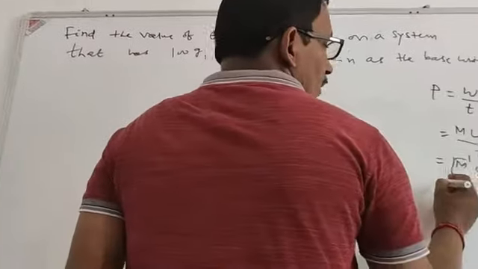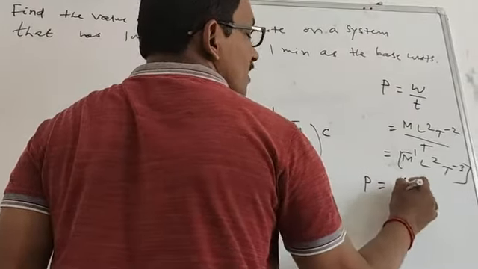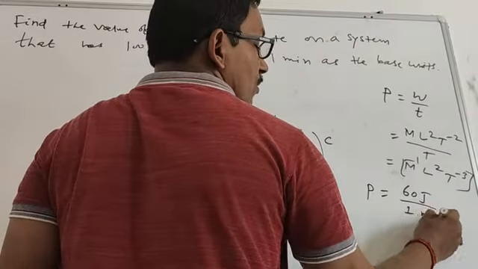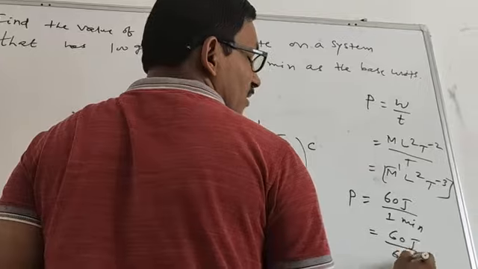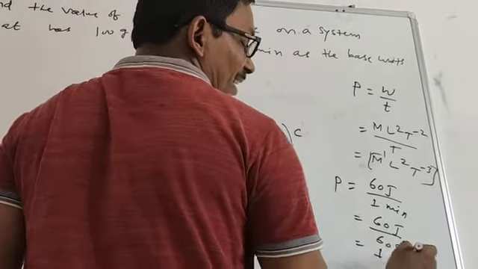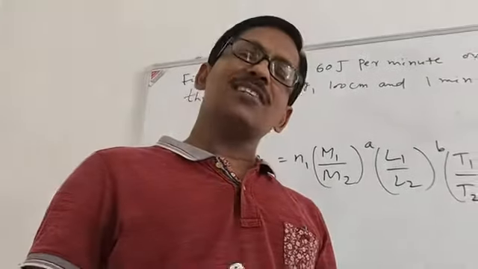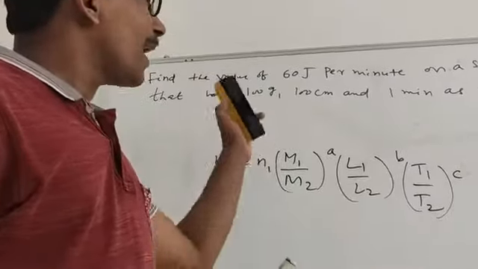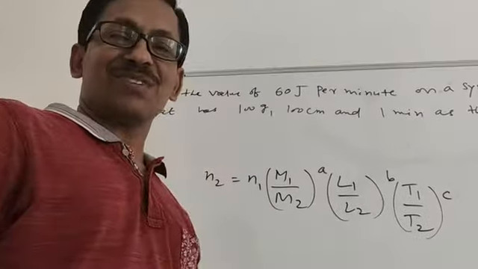So that is equal to the power given, 60 joule per minute. So 60 joule divided by 1 minute, which is 60 seconds. So that will be 60 by 60, 1 joule per second, that is watt. The SI unit of power is watt. And in the SI system, the value is given as 1. And we have to find the value in a new system. It is not a standard system.